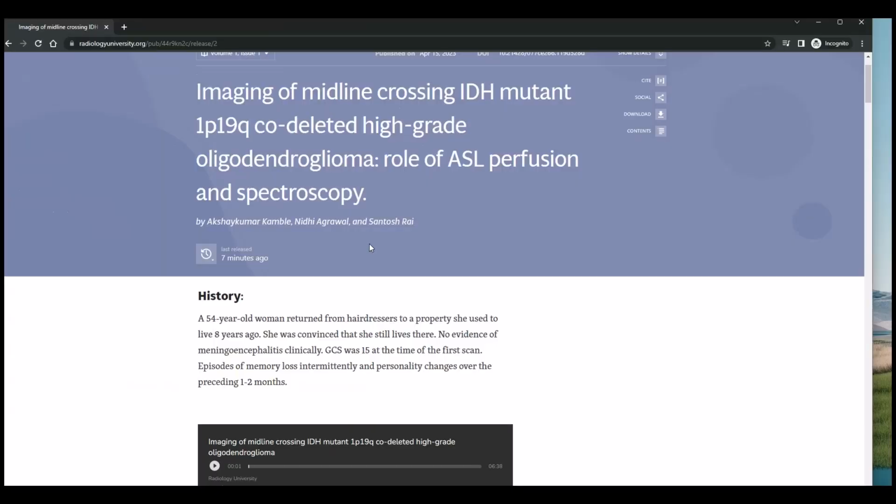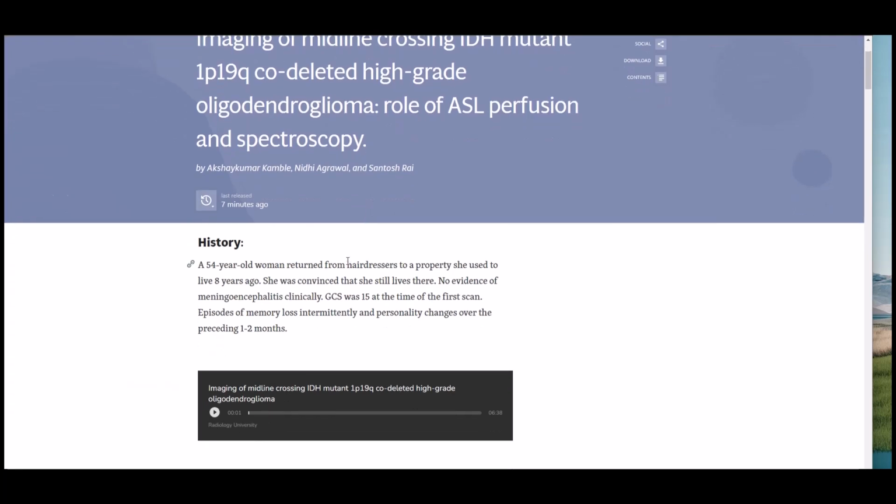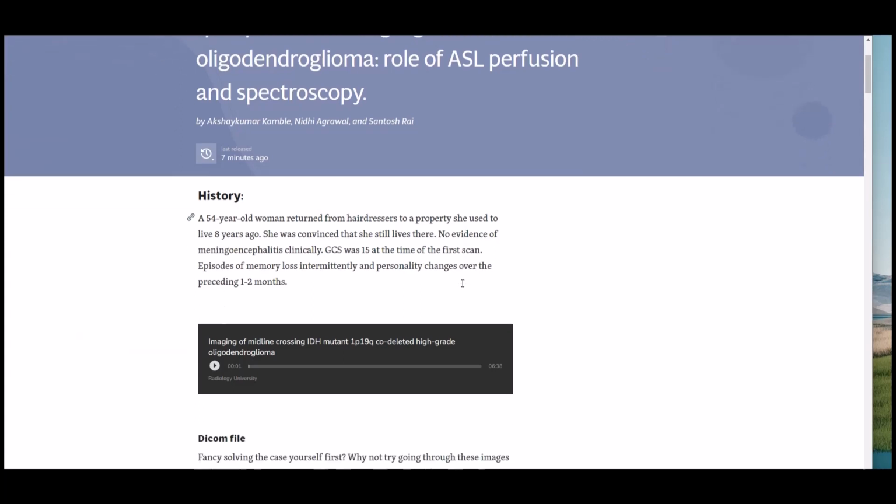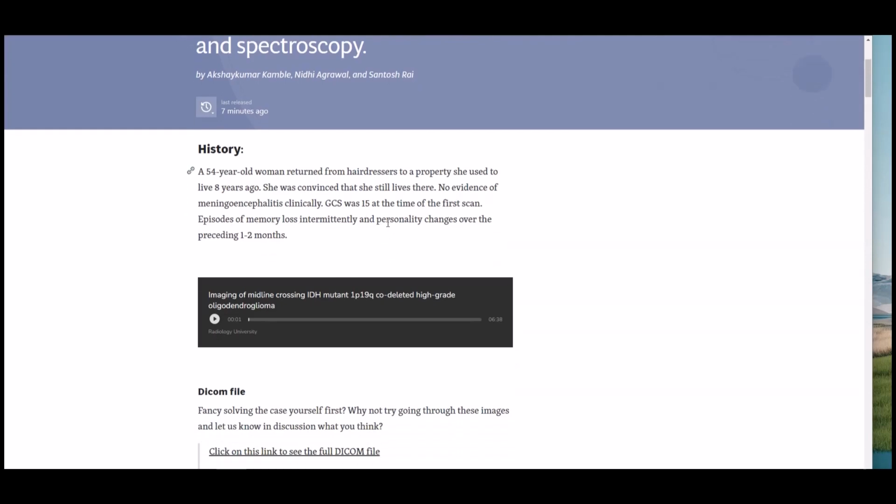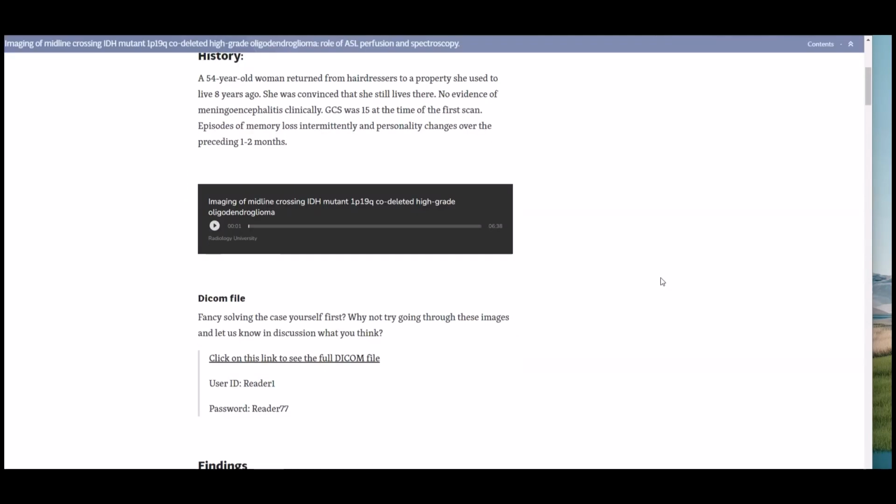Imaging of midline crossing IDH mutant 1p19q co-deleted high-grade oligodendroglioma, role of ASL perfusion and spectroscopy. History. A 54-year-old woman returned from the hairdressers to a property she used to live in 8 years ago. She was convinced that she still lives there.